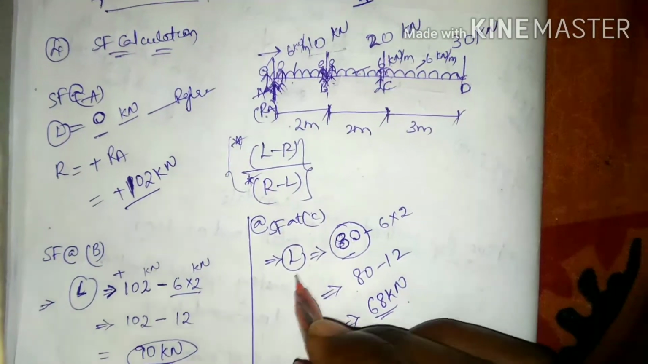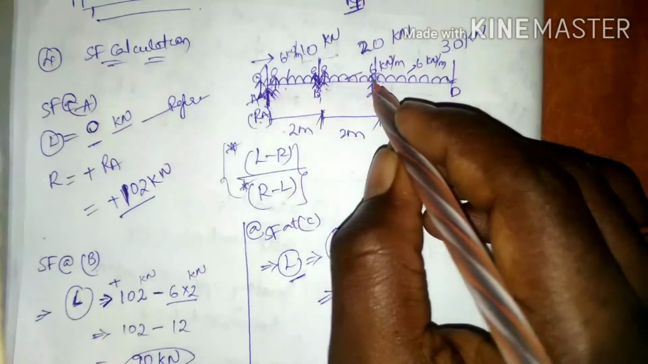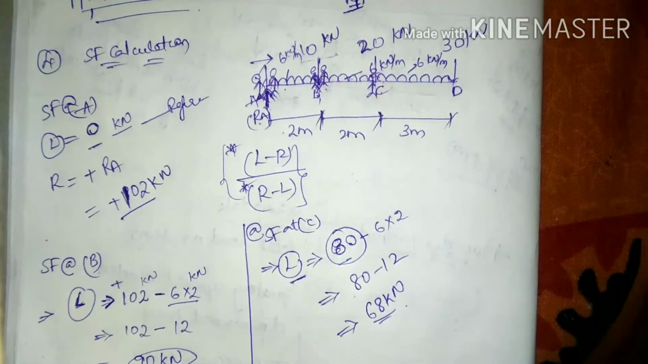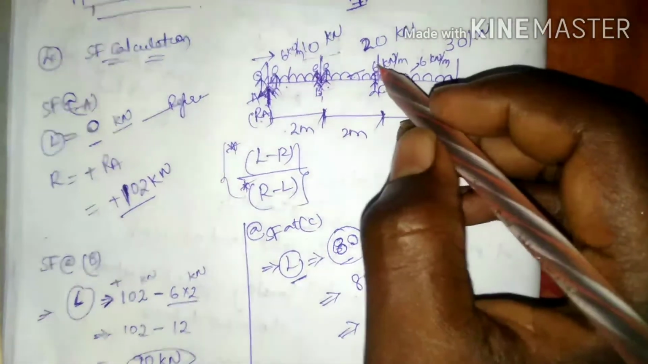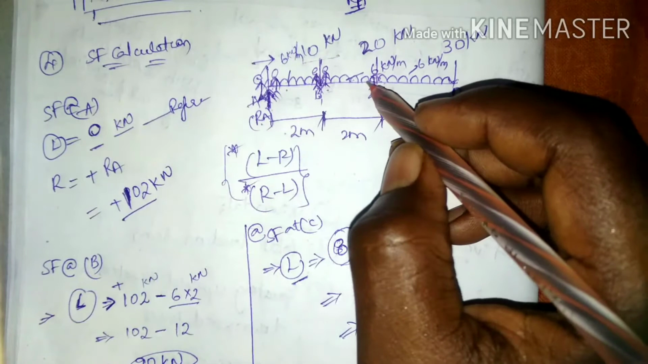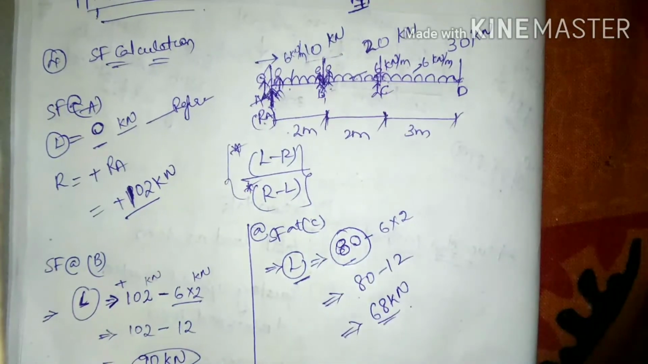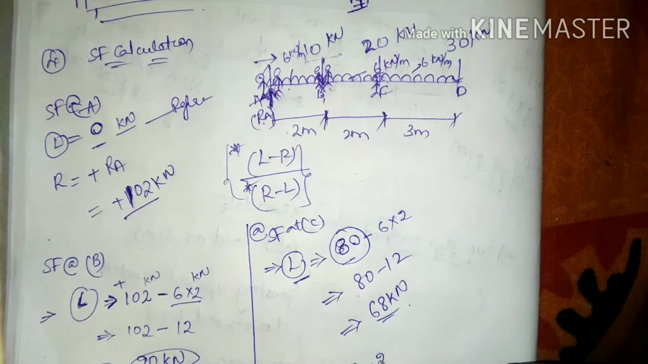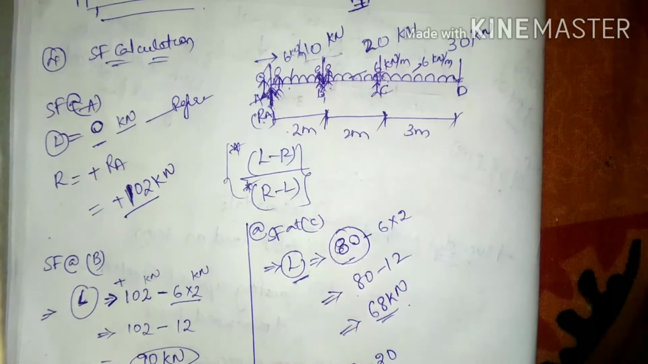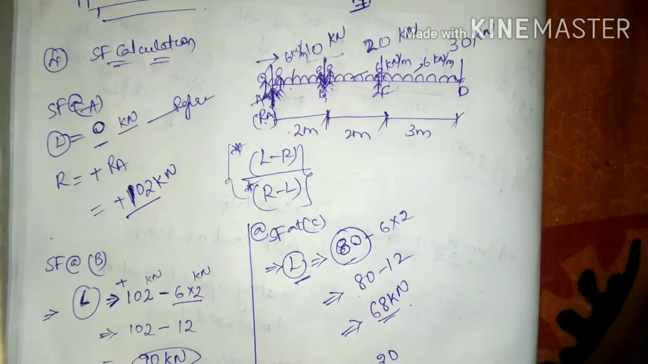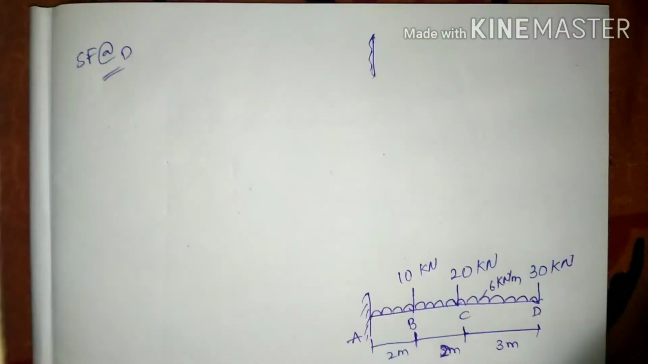This is left of C. For the right of C, I am going to find a downward 20 kilonewton load. So 68 minus 20 gives us 48 kilonewtons.